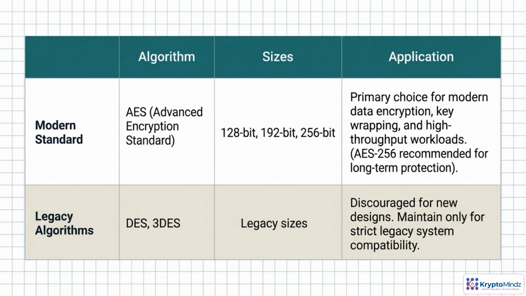Symmetric algorithms are your workhorses for fast encryption and decryption. Today, AES is the default choice. Use AES-128 or AES-256 for data at rest, key wrapping, and high-throughput workloads, with AES-256 favored when you need long-term protection. Older options like DES and 3DES still appear in legacy systems, but they're no longer considered secure. Keep them only when compatibility demands it, and always confirm what your Luna firmware actually supports.